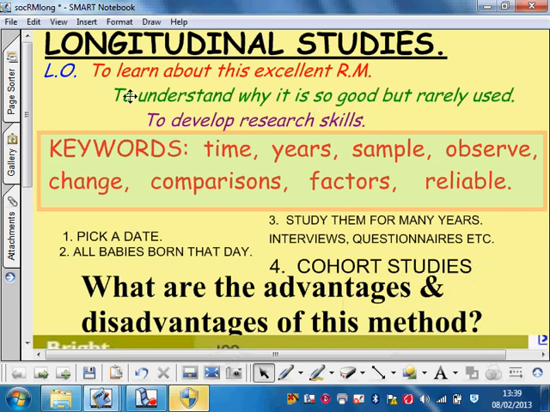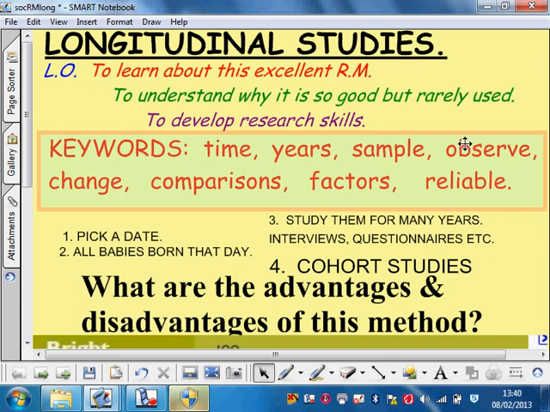This is another lesson on research methods, longitudinal studies. So we're going to learn about this excellent research method, quite possibly the best method of all, the Rolls-Royce of social science research methods, to understand why it is so good but rarely used, and develop our research skills. Time, year, sample, observe.